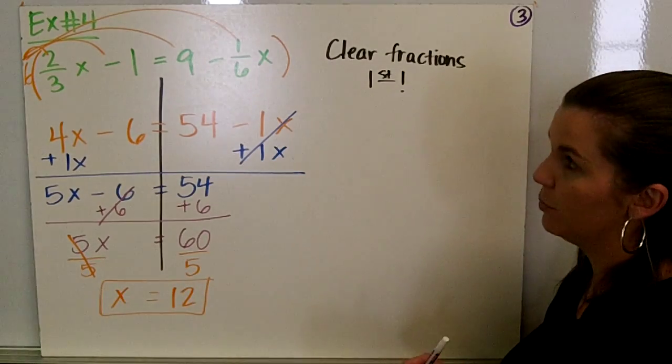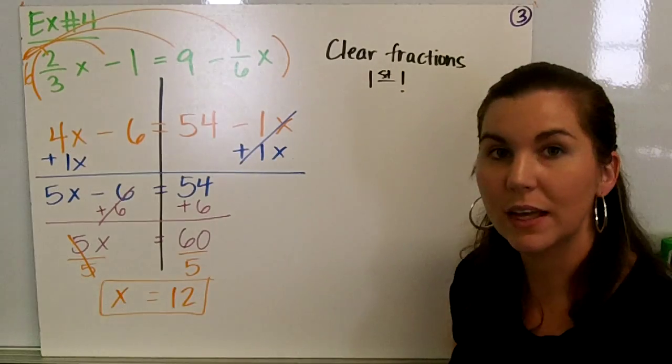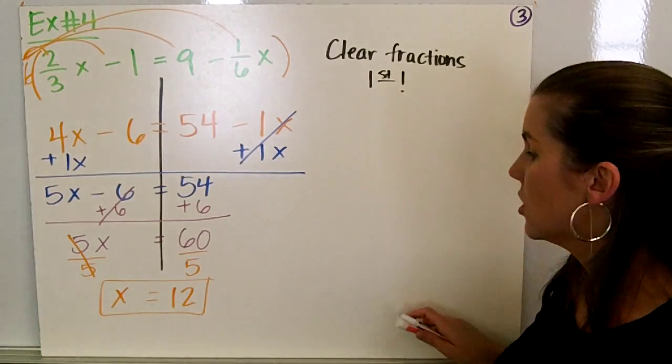And you can take 12 and plug it back into the original problem everywhere you see x, and it should make the left and the right side of the equations true.